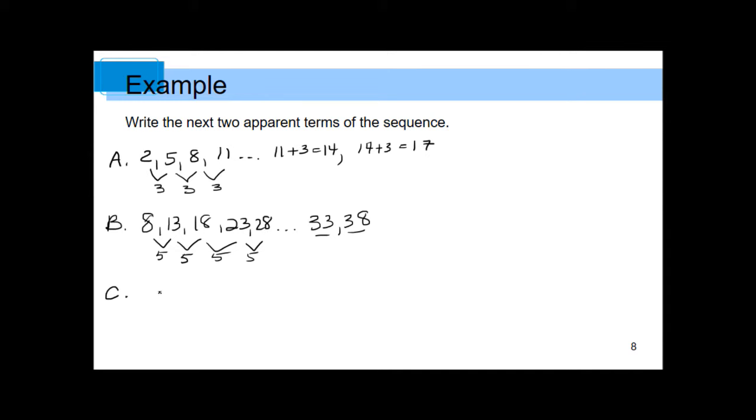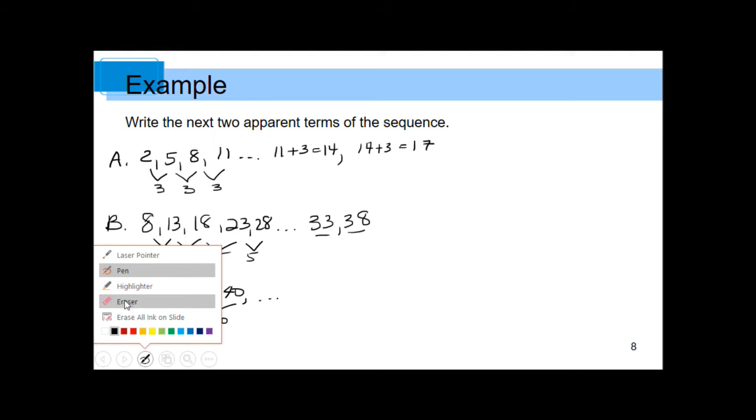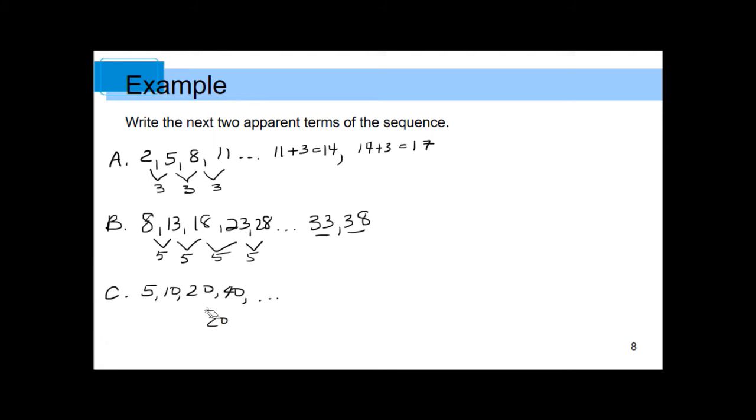Okay, part C. What if we had 5, 10, 20, 40, and so on? If we had to identify a pattern here, subtracting and finding the difference is not going to exactly work, because the difference here is 5, but the difference here is 10, and the difference here is 20. The difference is doubling, as were the original terms in the sequence. So you're not going to use the difference in this case. All right. So what can we do?